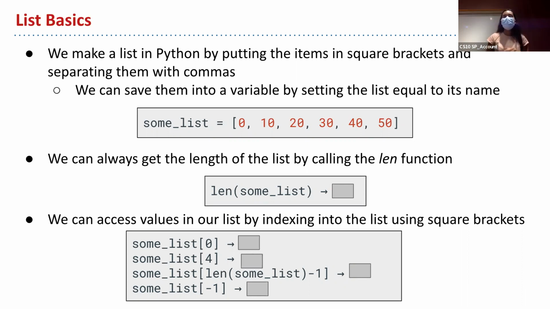We make a list in Python by putting the items that we want in our list in square brackets and then separating them with commas. So it looks something like this, and we want to save those into a variable. We put the variable on the left-hand side of the equal sign and whatever we're assigning it to on the right-hand side. So this is basically just creating a list that has 0, 10, 20, 30, 40, 50, and saving it into a variable called SUMList. So yeah, that's just this line of code.